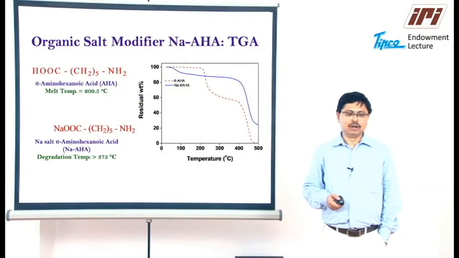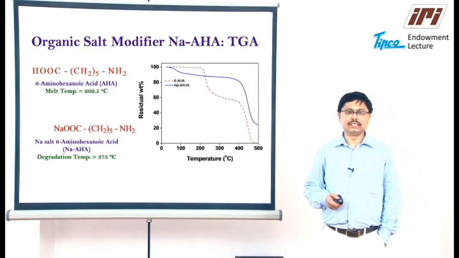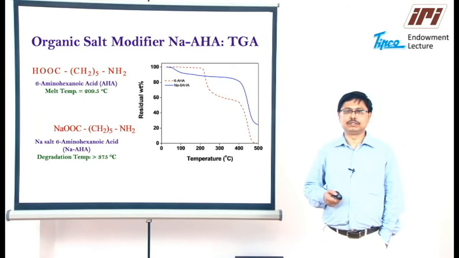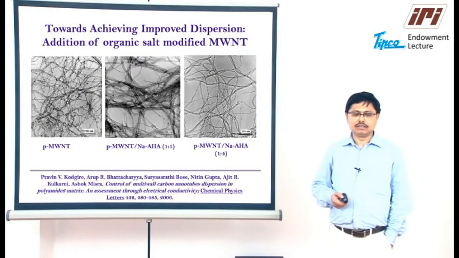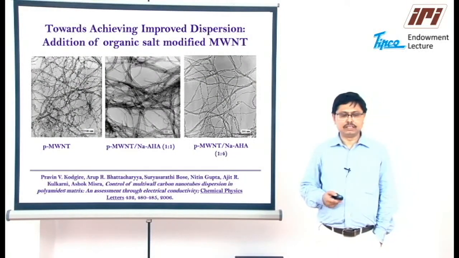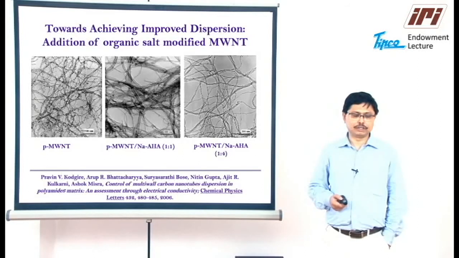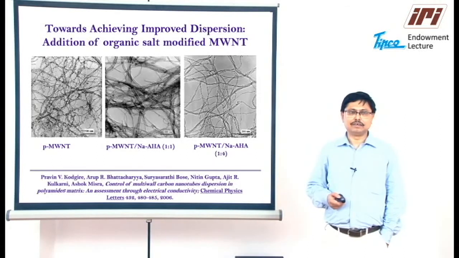So here is the structure of 6-aminohexanoic acid and its degradation temperature. Its degradation temperature is much higher than 375 degrees centigrade, so it is easier to process during melt mixing, where these modifiers would not be degraded. One can find the state of dispersion of multi-wall carbon nanotubes in the presence of the NaHA modifier through transmission electron microscopy, and with increasing NaHA concentration the exfoliated nanotubes are visible in the micrographs.